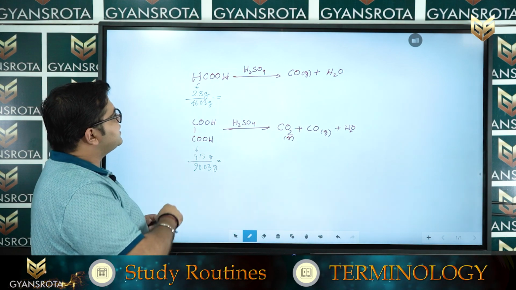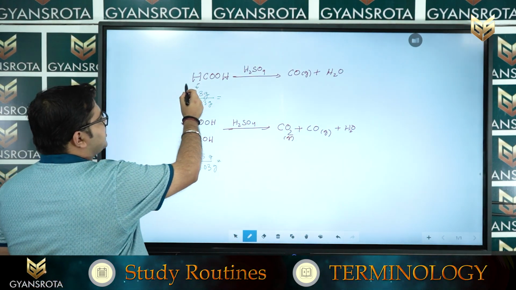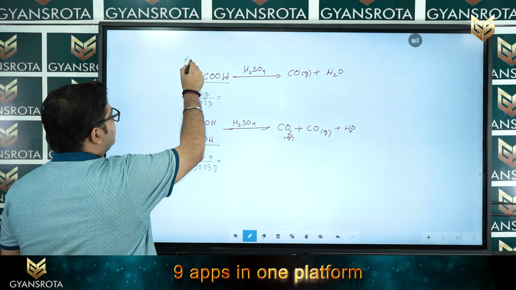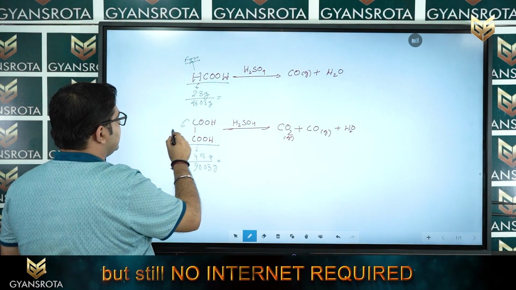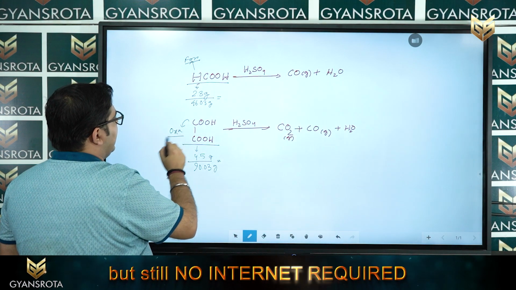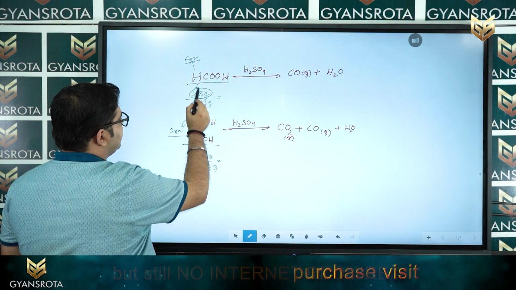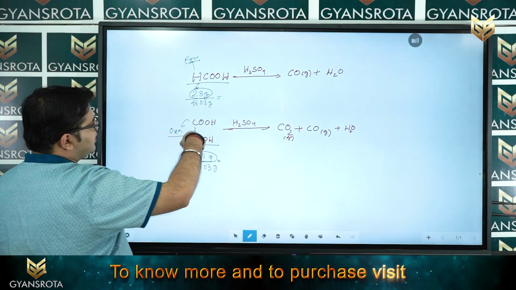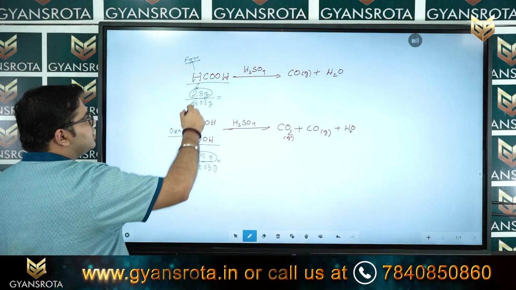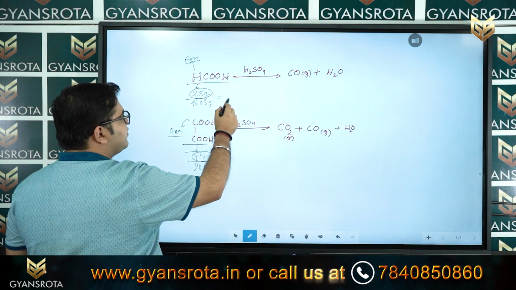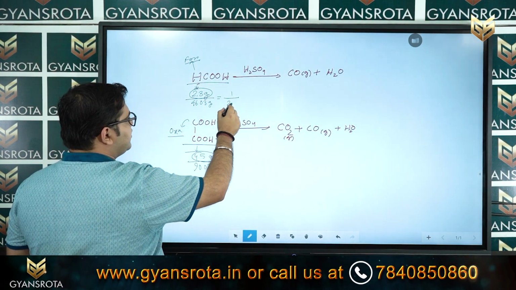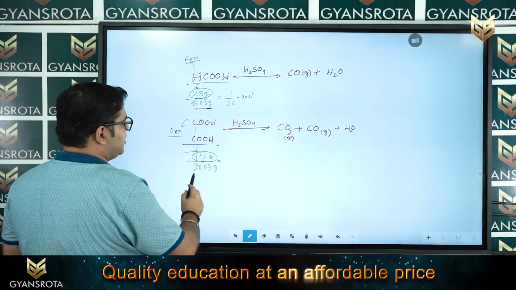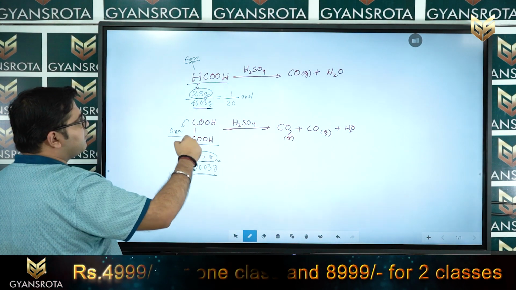So, if you see on the screen, these are the reactions they already mentioned. This is your formic acid and this is your oxalic acid. They give you 2.3 gram and another is 4.5 gram. First of all, we have to convert this into mole. If you do the division, you will get 1/20 mole. Now this 46.03 and 90.03 is the molecular weight.